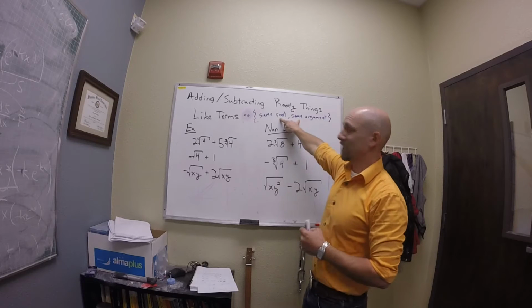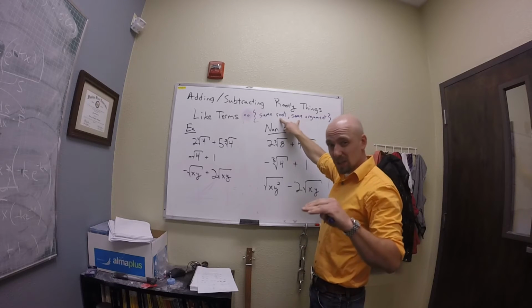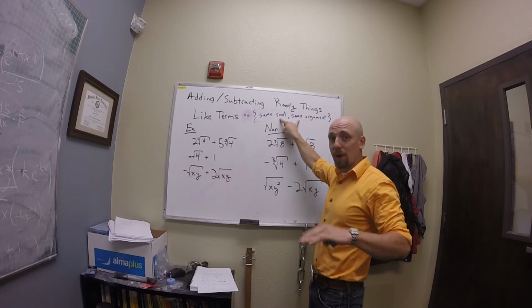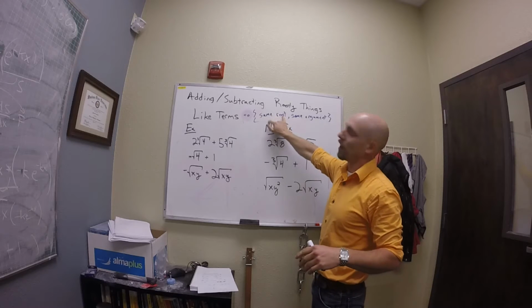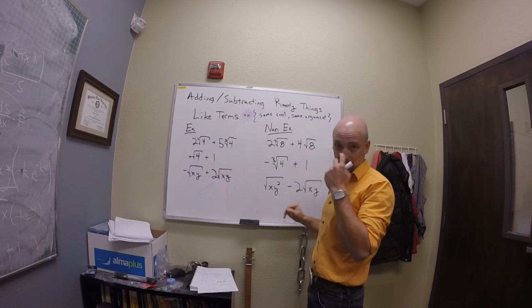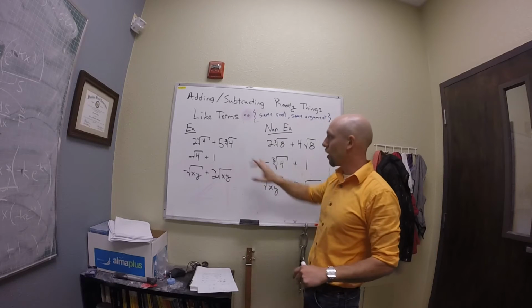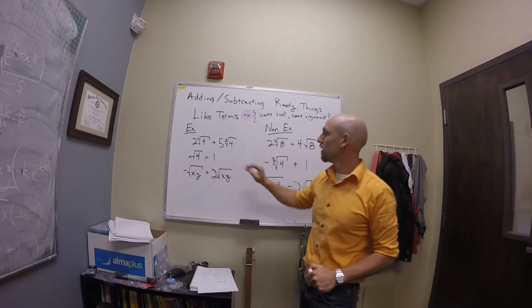And like terms is up to simplification. So you might have to simplify a little bit first before you see either the same root or the same argument. Cool? So I have here some examples.